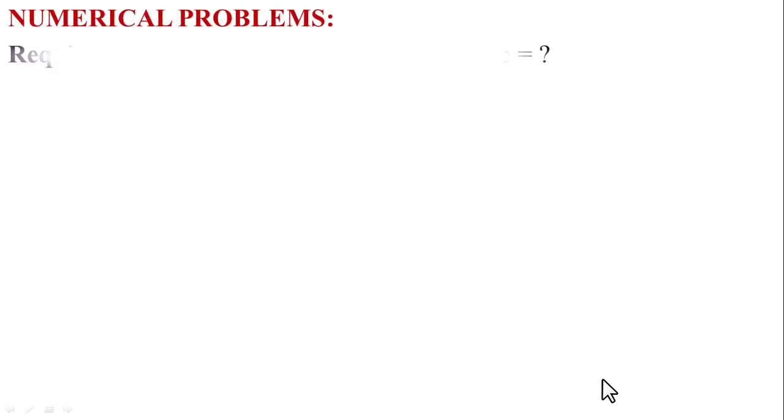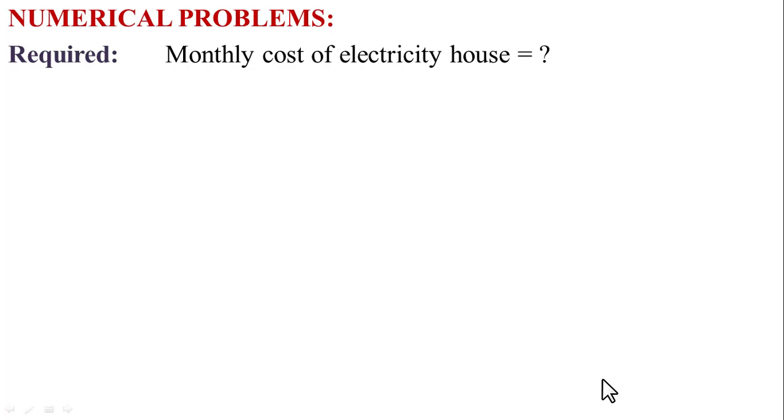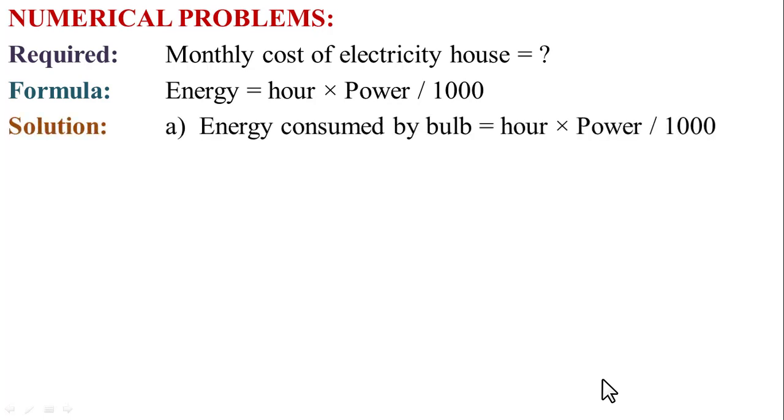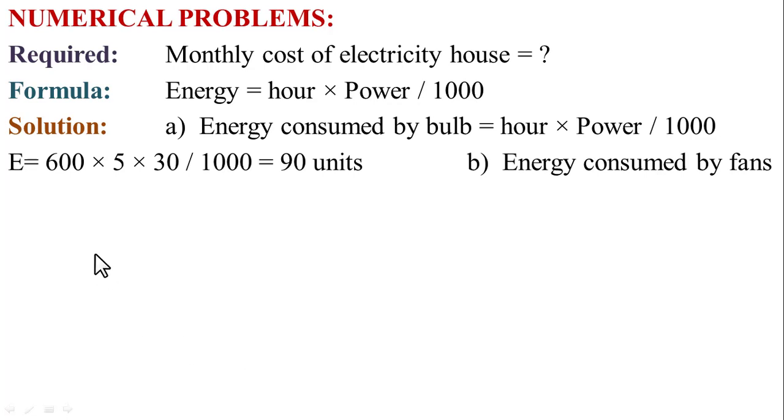Now we can solve. We are required to find in numerical problem question number 9 the monthly cost of electricity of the house. In formula, energy is equal to hours multiplied by power divided by 1000. Now we can calculate the energy consumed by the bulb, E is equal to 600 multiplied by 5 multiplied by 30 days divided by 1000. So energy consumed by bulb is 90 units.